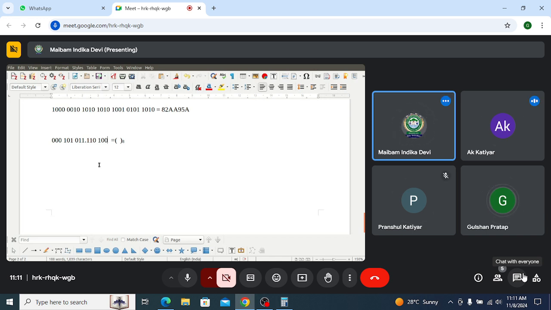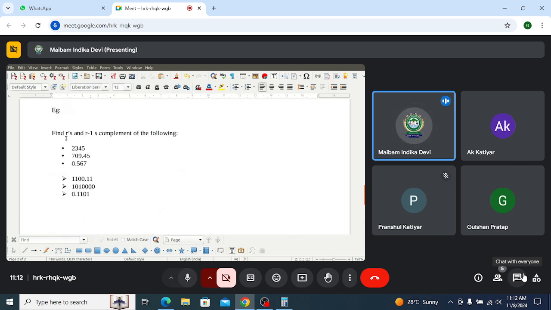After that, whatever you write, you follow the same process. You just have to check the direction. For the non-fractional part, you proceed from right to left. For the fractional part, you proceed from left to right. Clear? For today, this much.